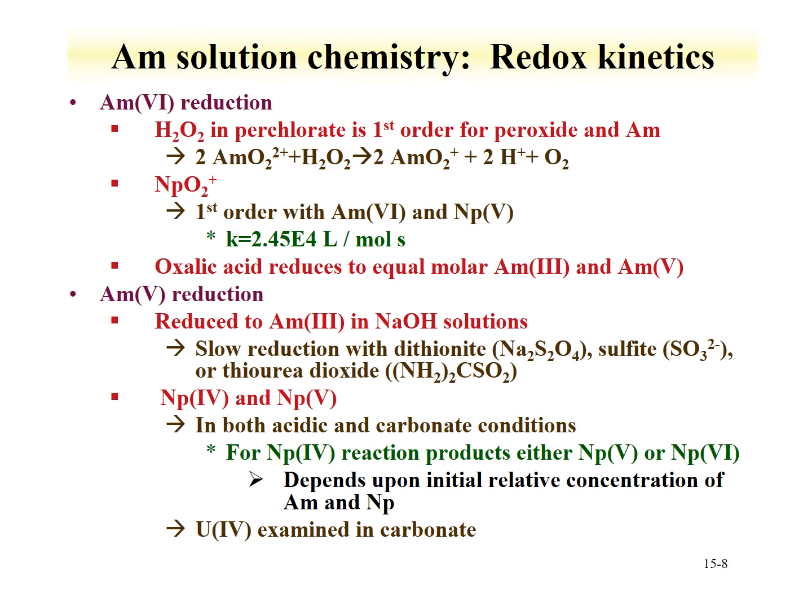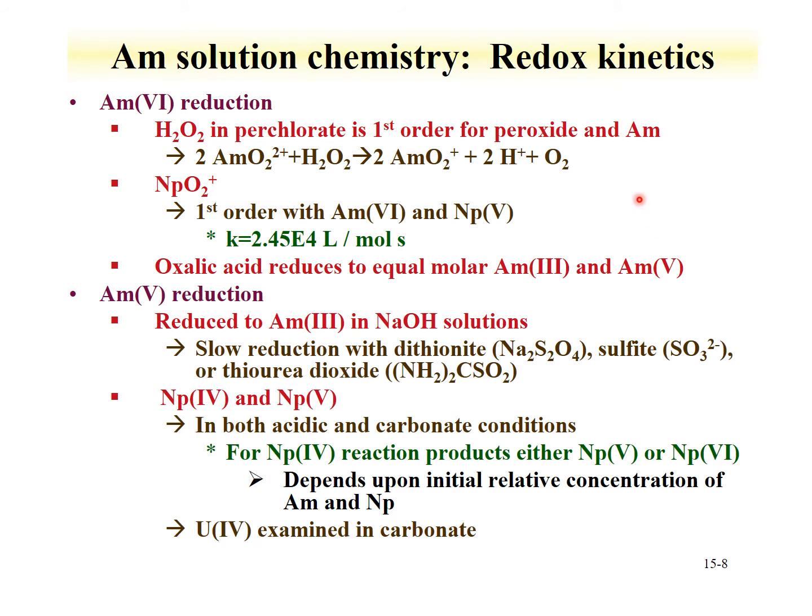The reduction of americium-6 has also been examined. The kinetics for the reduction of americium-6 in perchlorate by hydrogen peroxide is first order with the peroxide and americium, bringing the 6 to the 5 with the generation of acid and water. The reduction of americium-6 by neptunium is first order with the americium-6 and the neptunium-5. So the speciation of oxidized states of americium can also be influenced by other actinides in the solution.